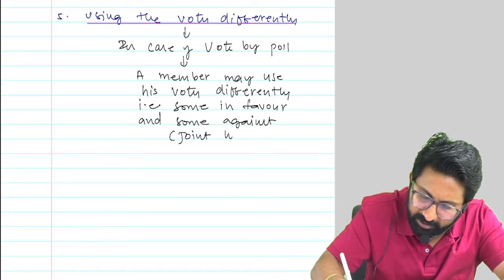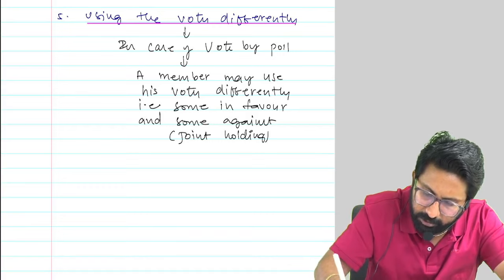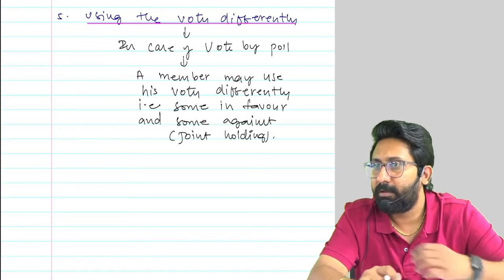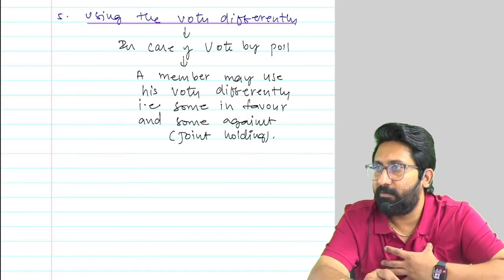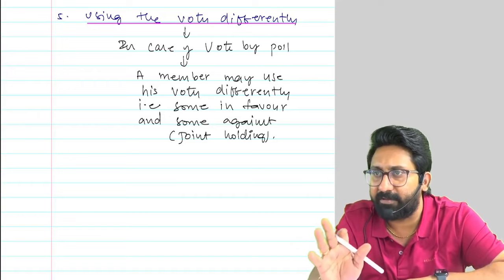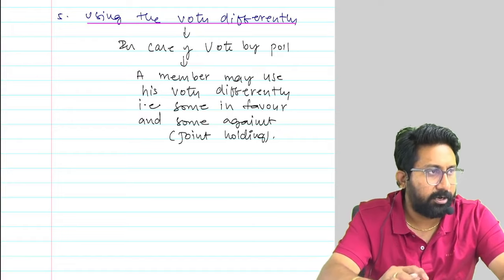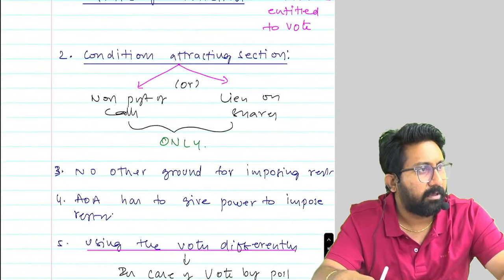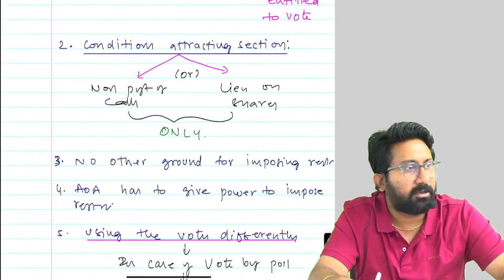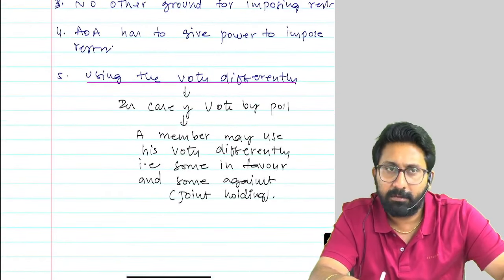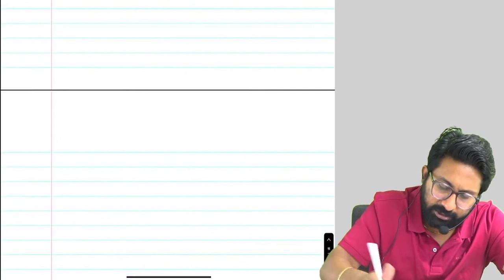If you want, you write down in brackets, joint holding. If you remember the regular classes, I told this logic very, very clearly. But still, okay, write down, joint holding. You will remember in the exam. Everyone understood all the 5 points of section 106? Yes, that's all. 106 is completed. Come to the next one, number 10.